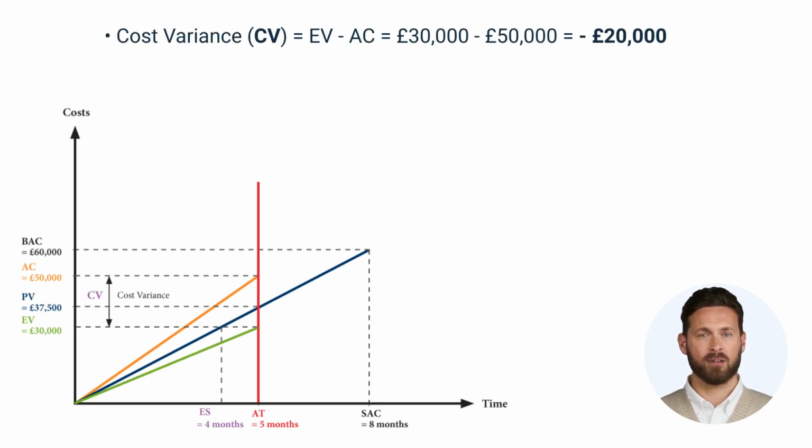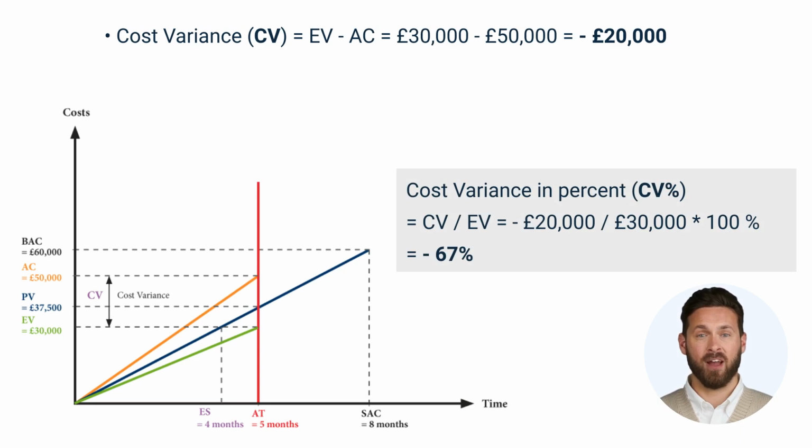The cost variance, CV, indicates whether the project has been more or less costly than planned so far. It can be calculated by subtracting the actual costs from the earned value. A positive difference suggests that the work was completed more economically than expected, while a negative value points to higher costs. In our case, the cost variance is minus £20,000, representing a negative variance of approximately 67%.